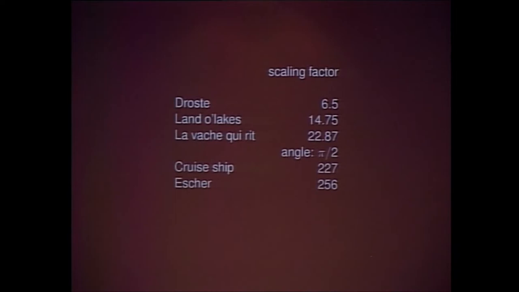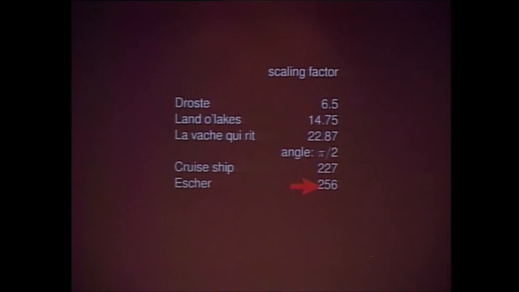So there you have five examples from many more of the Droste effect. And here I have a little table for each of the five. I give you the scaling factor, the factor by which you have to zoom in before the picture repeats, which is 6.5. It is almost 15, 23, but that is simultaneously turning over an angle of 90 degrees. And I write 90 degrees as pi over 2 here, because we mathematicians like to measure our angles in terms of radians, for which there is actually a very good reason in the present context, as will become clear later in my lecture. The cruise ship was almost 230, and I think by now you recognize the number 256 in the connection of Escher.